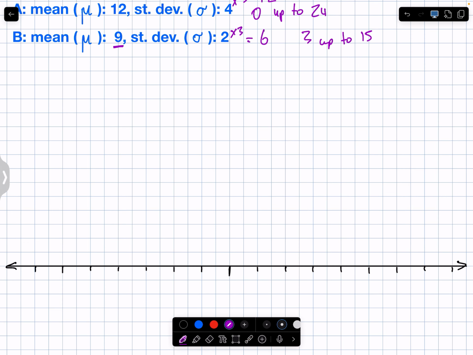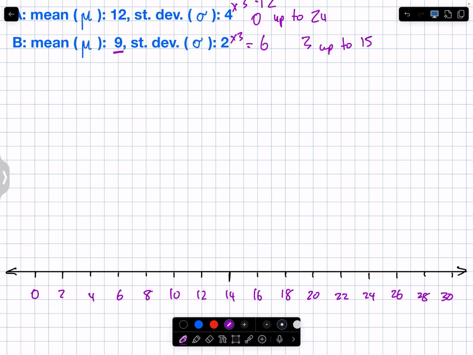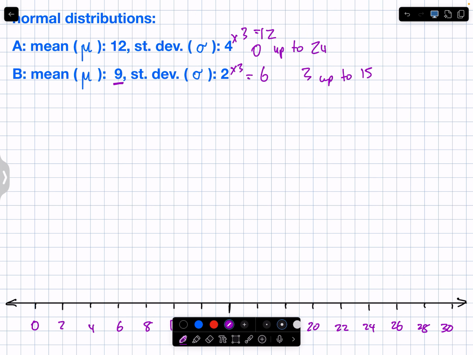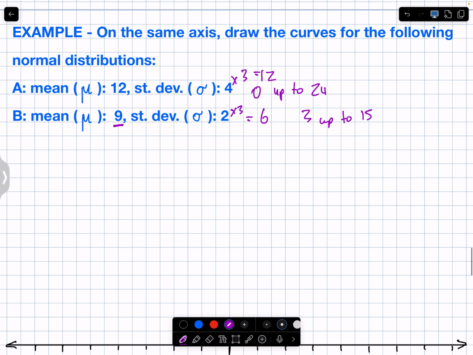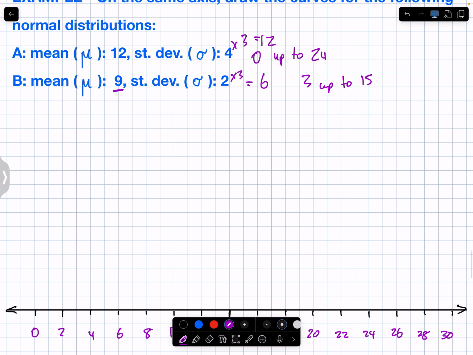What if I did 0, 2, 4, 6, 8, 10, 12, 14, 16, 18, 20, 22, 24, 26, 28, 30? Is that scale going to fit our 2 curves? Yes. A question: why is B 3 and A 0? Because a normal distribution is 3 standard deviations wide, and this tells you that a standard deviation is 4.